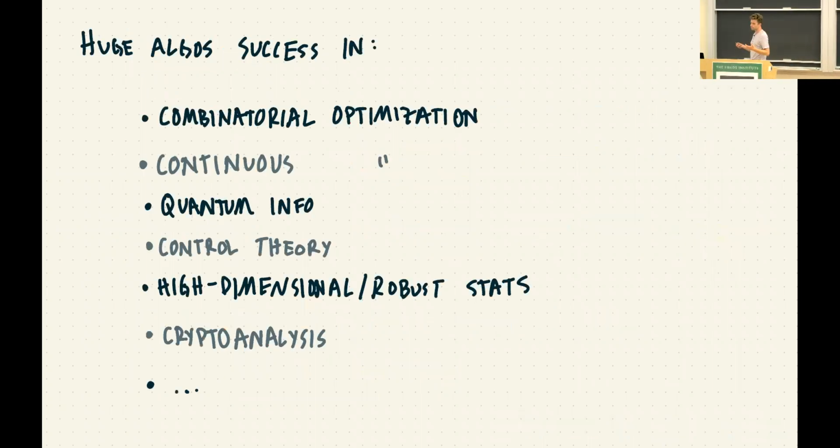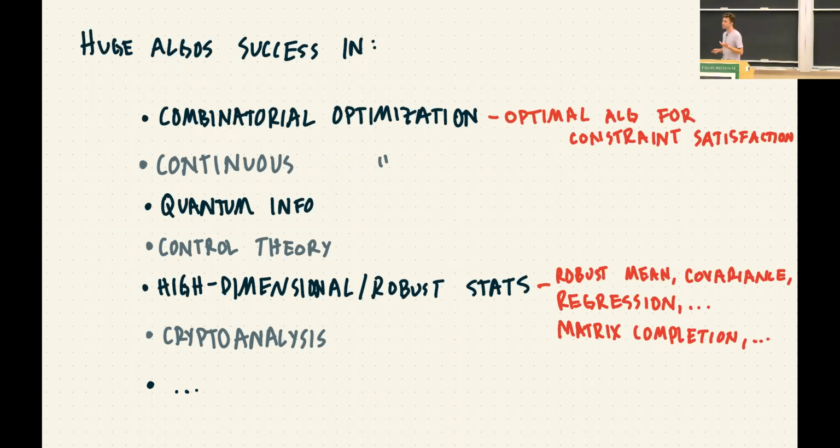So in the last 5 to 10 years, this SOS method has been a huge algorithmic success in a wide range of areas: combinatorial optimization, continuous optimization, quantum information, optimal control theory, my personal area, high dimensional and robust statistics, cryptanalysis. The list is just growing by the month. So this has been a huge algorithmic success because these convex relaxations are so powerful and because we have relatively simple tools to argue about them.